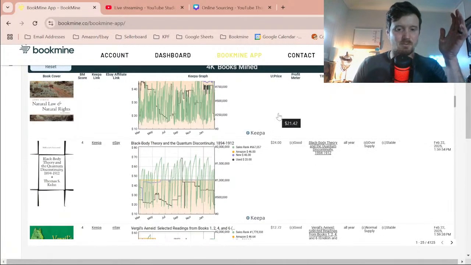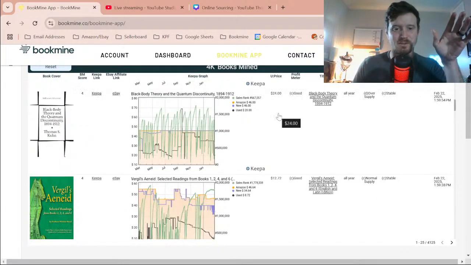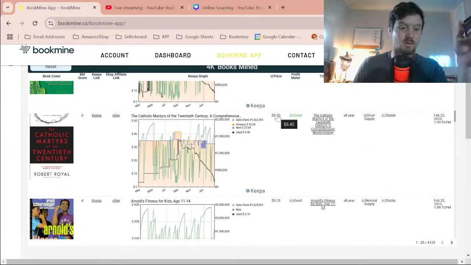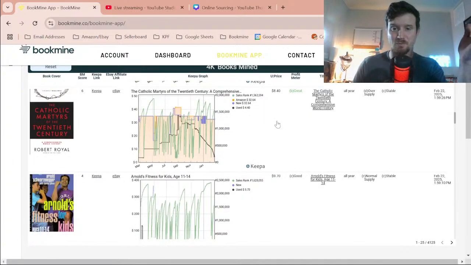I'm going to find a couple books. I am going to put these books in my cart, and once I'm done I will check out. But if you're watching live, you can hop on them and try to grab some of these books for yourself.